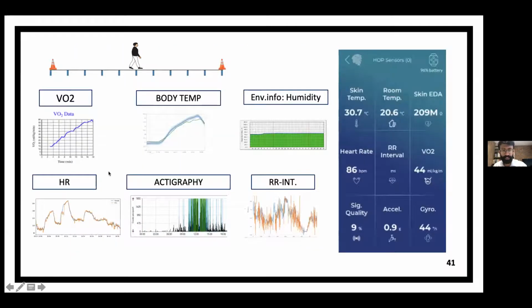So as you can see here, if an individual is walking and moving, it will pull out an estimated VO2. It can create curves for body temperature, environmental information. You get the heart rate variability, actigraphy, R-to-R interval. The users can look at this and see this on the actual phone itself. And like I said, all the raw data goes up into the cloud.